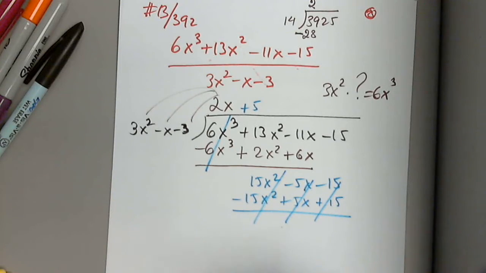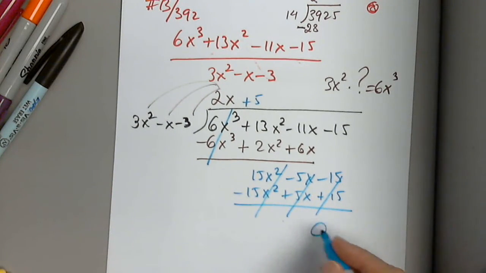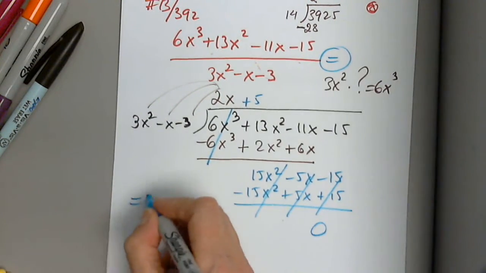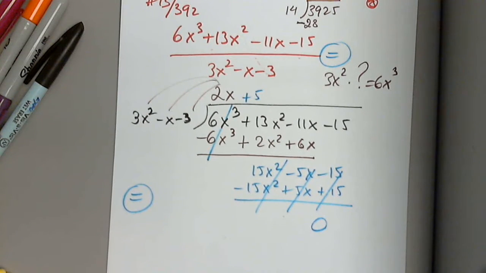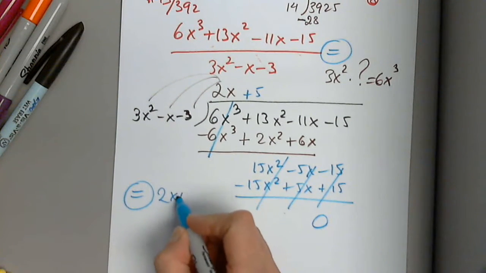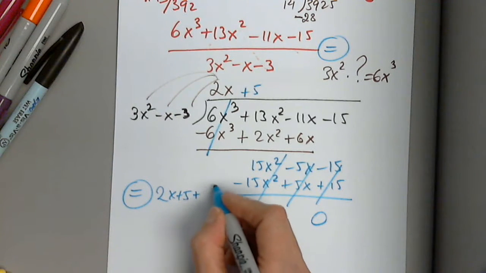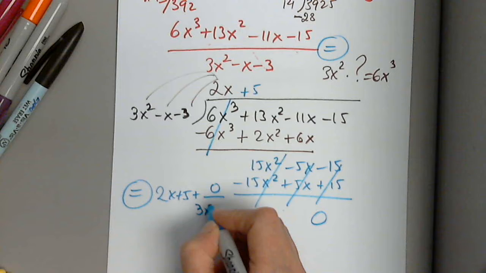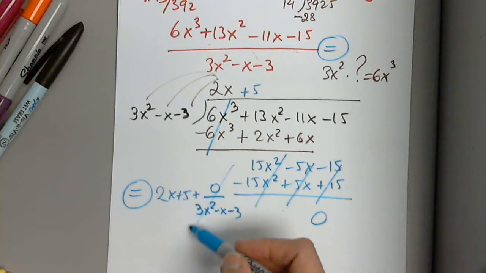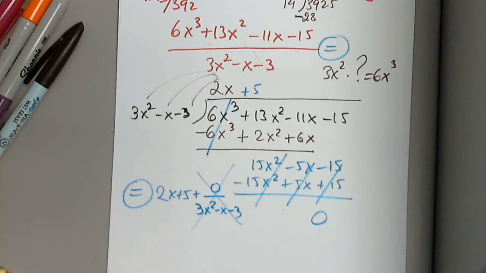Everything goes away. What is the remainder? 0. So what is the final answer? Let's write the final answer. What if the remainder weren't 0? Let's say I'm going to write 0 over 3x squared minus x minus 3. This is not required. But if the remainder were 5, this is what I would have written: whatever, plus 5 over 3x squared minus x minus 3. But that's not the case.